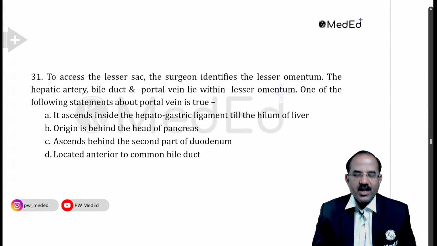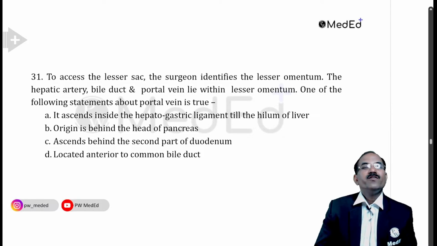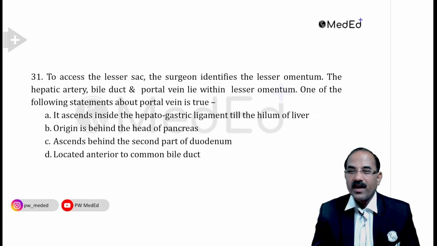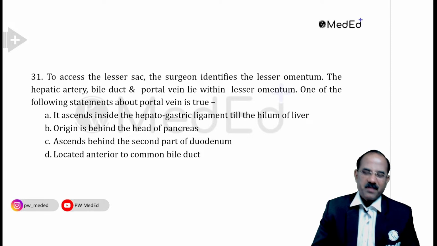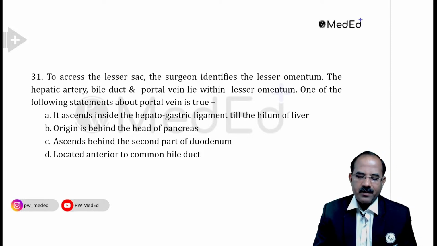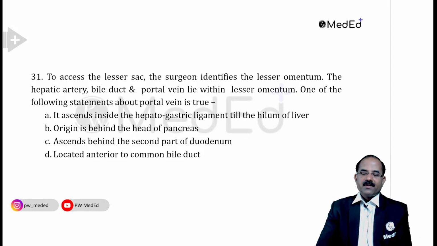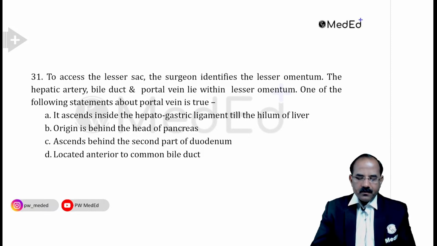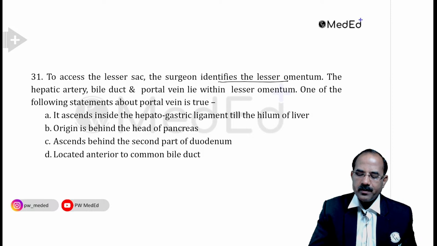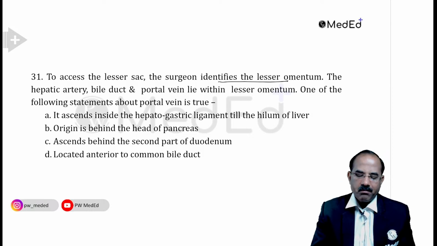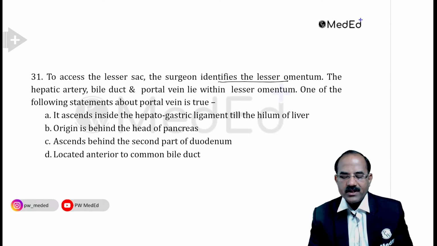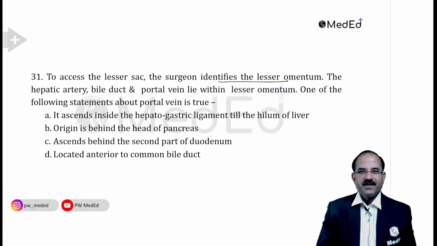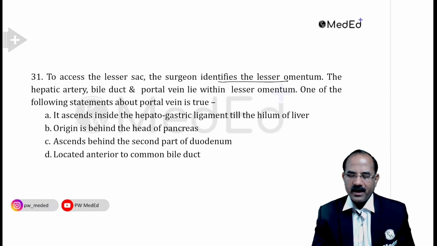Answer this. To access the lesser sac. Where is the lesser sac, children? Where is the lesser sac located? It's behind the stomach, right? Lesser sac is right behind the stomach. To access the lesser sac, the surgeon identifies the lesser omentum. Okay. The surgeon identifies the lesser omentum. The hepatic artery, bile duct, and the portal vein lie within the lesser omentum. Fine. Lesser omentum. Hepatic artery, portal vein, bile duct.